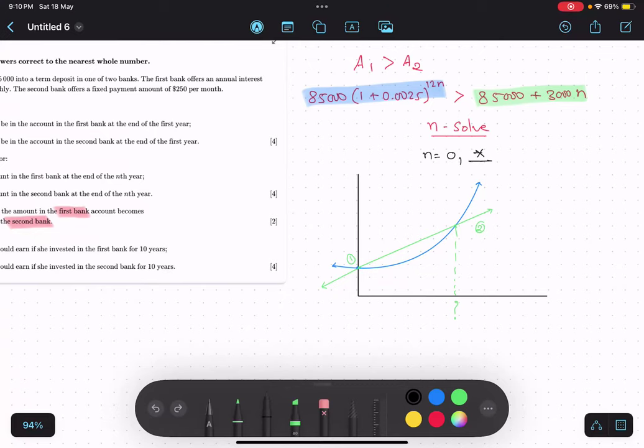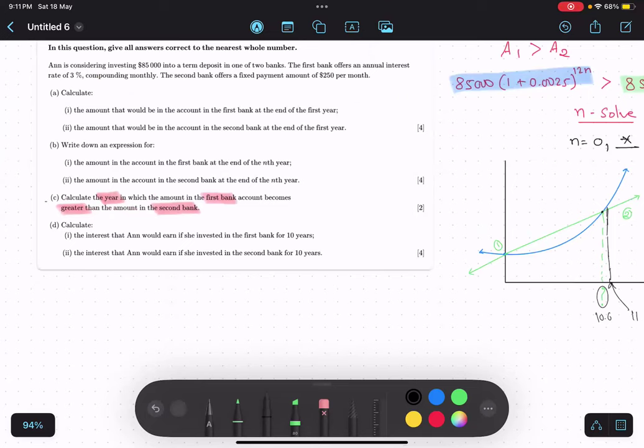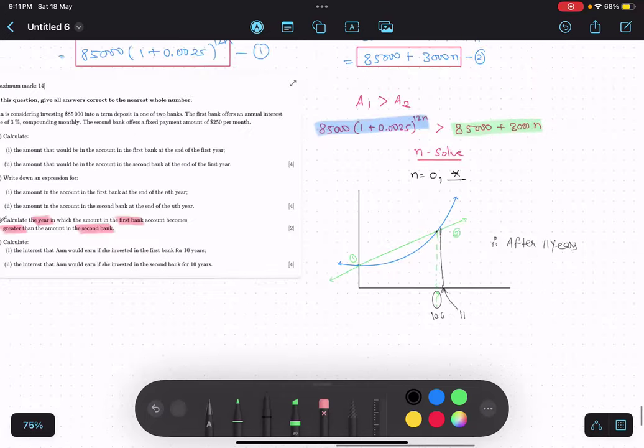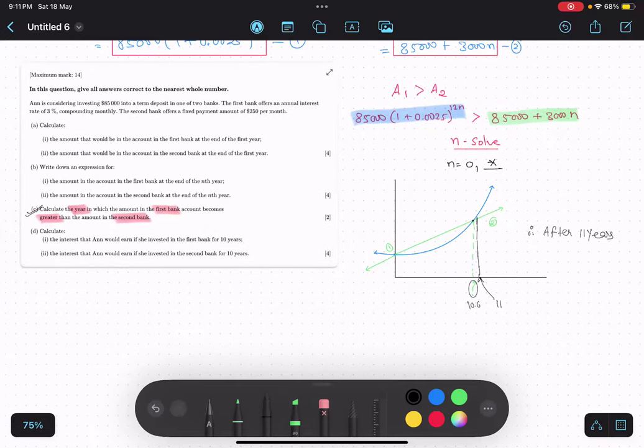Now, the question is saying, when will the blue line be above the green line? So I want to solve this thing. Once you plot this on graph, you will get that it will be somewhere around 10.6. So 10.6 is the meeting point. I need a whole number. So just after 10.6, you will see the whole number, which is 11. So after 11 years, or 11th year onward, the amount in the first bank will be more than the second bank. I hope it is clear now. Is that thing clear? Yes, sir. So you need graph for this thing.